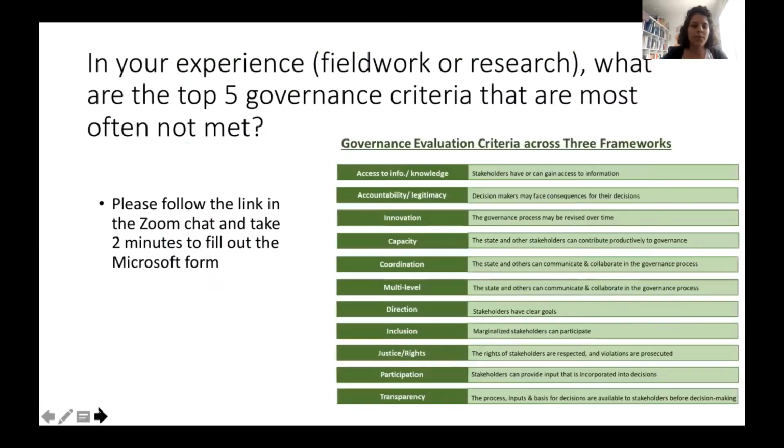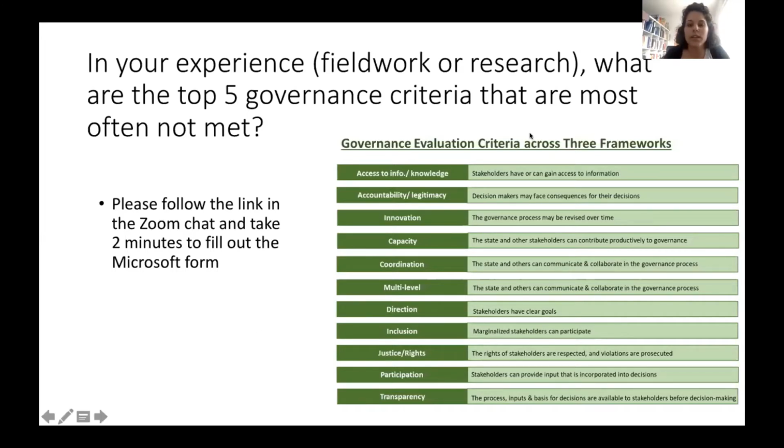So before we move on, so you can hear more about the case studies and get a taste of what at least one of the case studies covers and how they explain ineffective governance, what I want to do is to make this a little bit more participatory, is to have you fill out a Microsoft form. The only thing that you need to answer, if you're willing to do this, is to tell us, in your experience, and most of you have experience with fieldwork and research, or one of the two, what are the top 5 governance criteria that are often not met according to your experience.